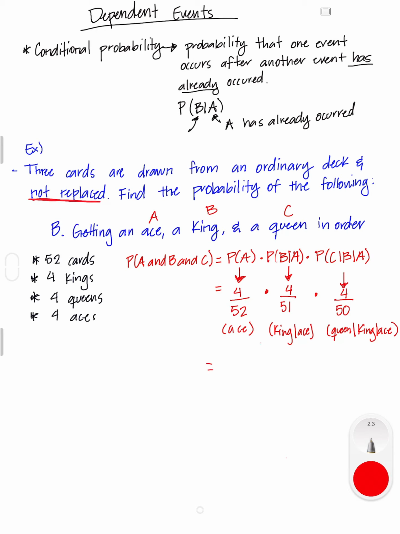Okay. Now if we multiply, again across, we get 64 out of 132,600. These two are divisible by 8, and we get 8 over 16,575, and that'll be our probability. So again, it's 8 over 16,575, right, for us to get an ace, a king, and a queen in that order.